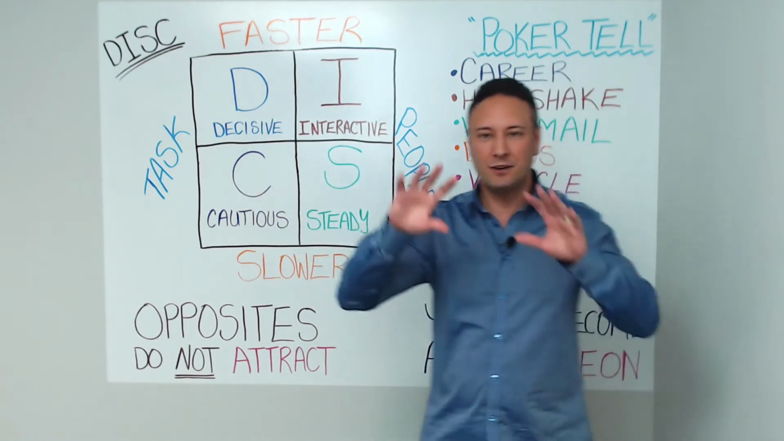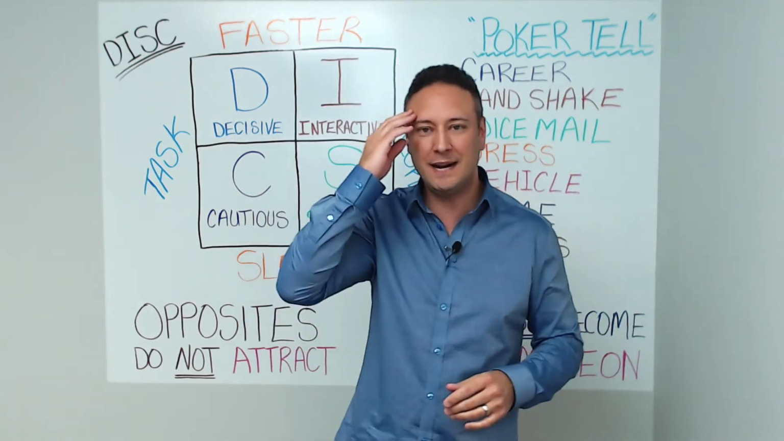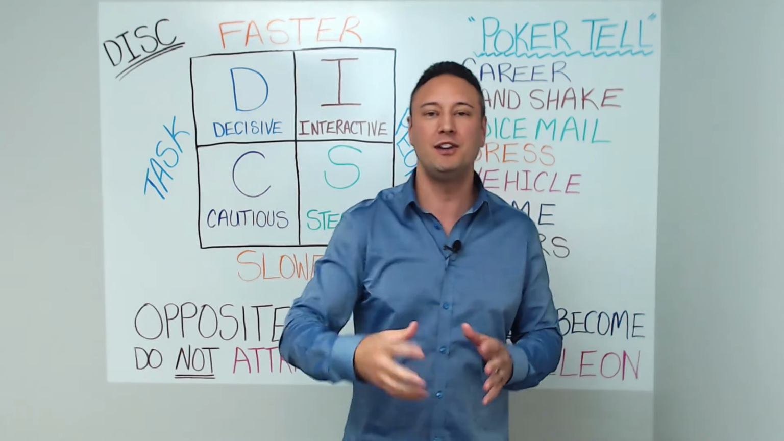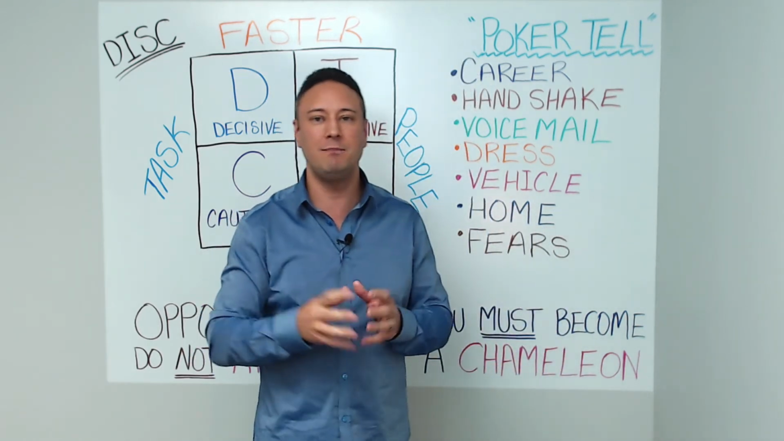So right away, when you're hearing those voice messages, you should be thinking, okay, D, I, S, or C, and start to position people in your mind so that when you meet with them, you're now figuring out, okay, how should I be with this person?